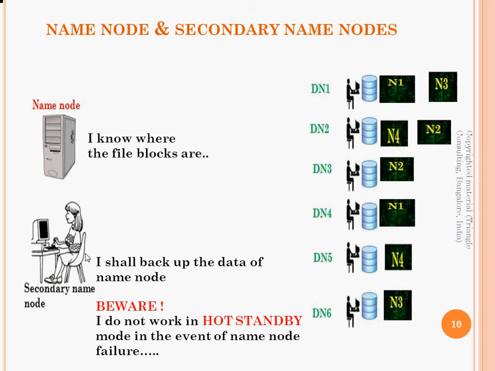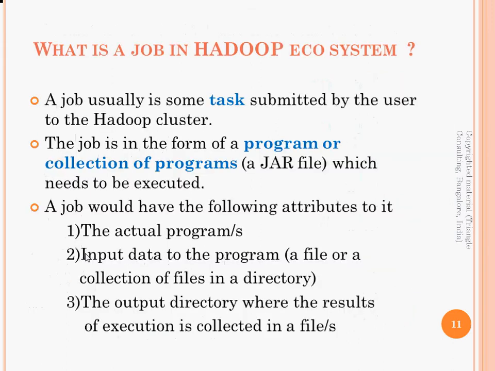So the secondary name node is like an office assistant. It just assists the name node by keeping a backup of all the contents present in the name node. Going forward, having a basic understanding of what exactly are the basic components of Hadoop.